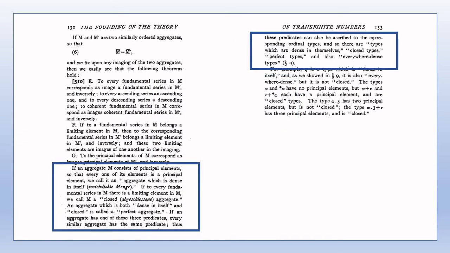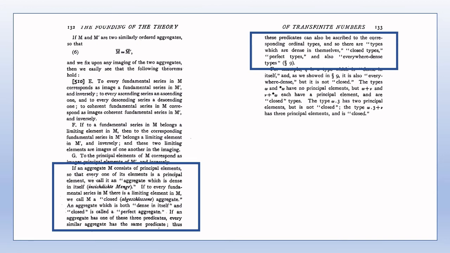There is a distinction to be made between an aggregate which is described as dense in itself and an aggregate which is described as being everywhere dense. The term everywhere dense first appears on page 123, and an aggregate M is everywhere dense when between any two terms of M there are other terms of M. An aggregate N, which is dense in itself, means that every element of N is a principal element. That is, each element is a limiting element of some fundamental series.